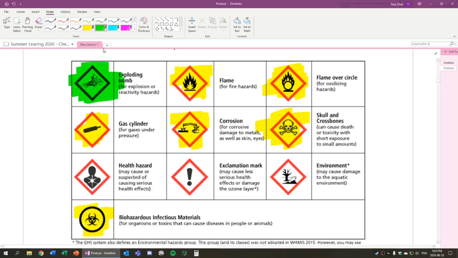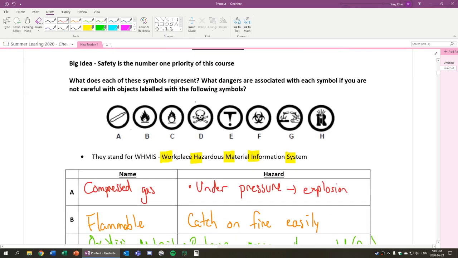Toxic has now been separated into 2 categories. The health hazard symbol is for hazards that may cause or are suspected of causing serious health effects, while the exclamation mark is for those that may cause less serious health effects. Of course, the last one they added is environmental, which I will circle in red. This one is may cause damage to the aquatic environment. So as you see, we introduced 4 new symbols to add on to the old ones. We also made sure now that they have a red border to distinguish them from the old circular ones.